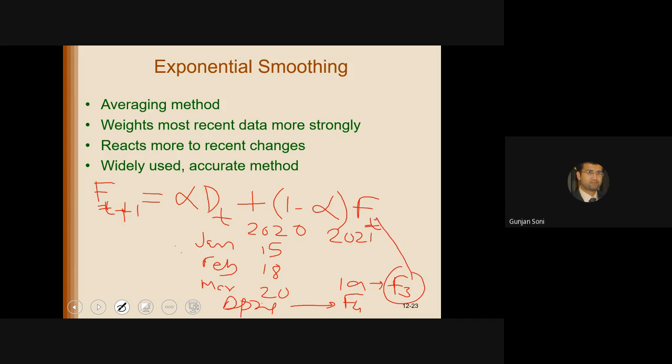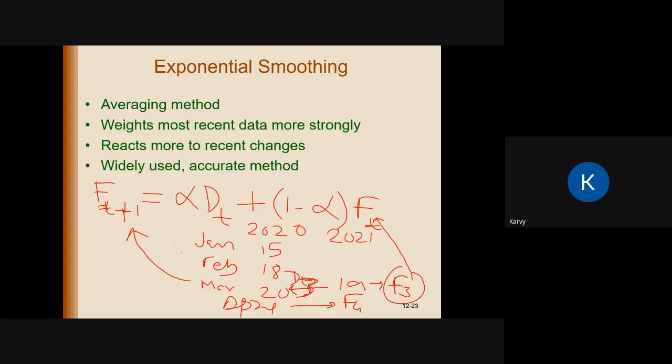So F3 is F(t), and the one for which we want to find out is F(t+1), and D(t) corresponds to 20. So this is your D(t), or you can say D3. That's how we read these notations. And alpha is called the smoothing constant. Smoothing has the same meaning which we talked about earlier, and it is again decided by the decision maker. Just like you decide whether to go for a 3-month or a 5-month moving average, similarly alpha is also decided by the decision maker only.